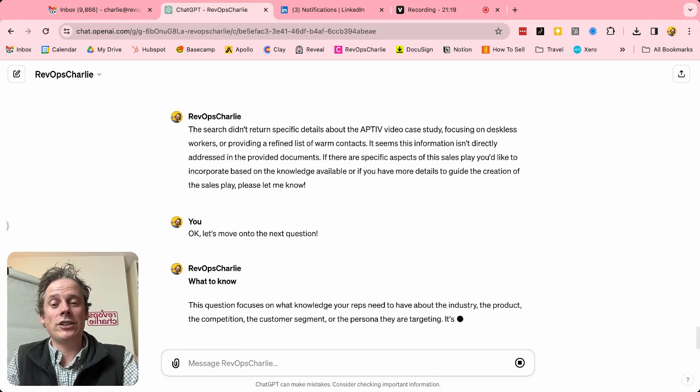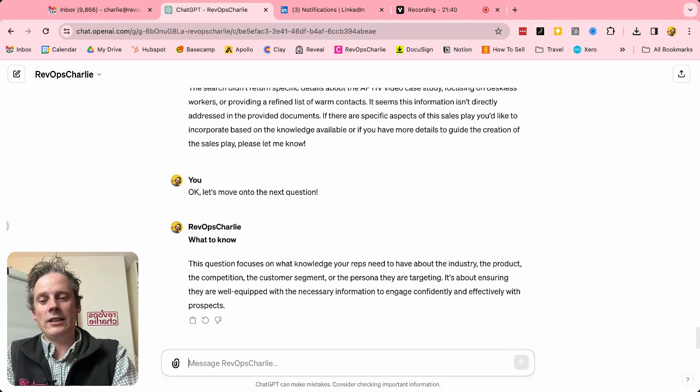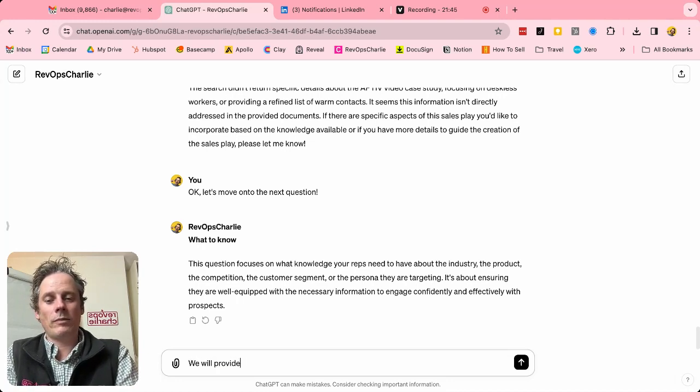Right, now we're getting into the core of building out this sales play. So we want to know, what do these reps need to know about the industry, the product, the competition, the customer segment that they are going to be focused in on. And so here we're going to say we will provide them with information on the industry. And do you know what?